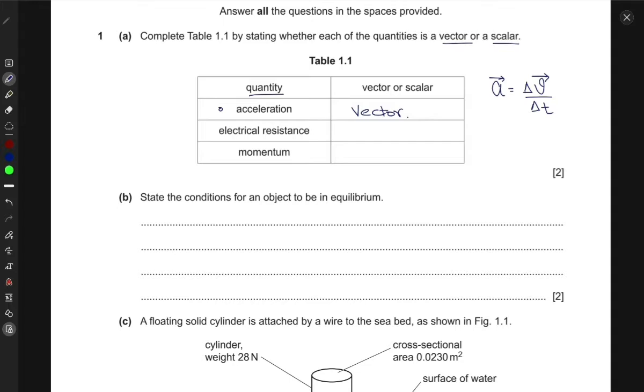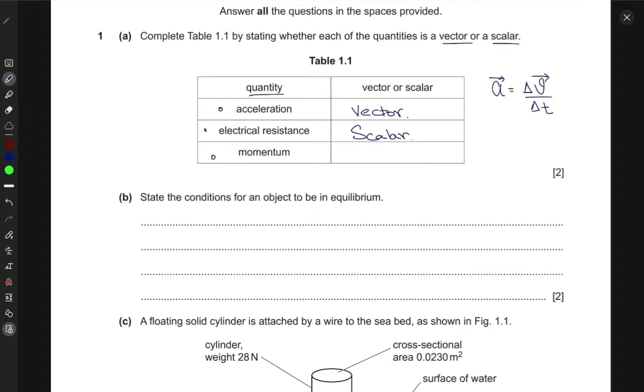Next, we have electrical resistance. Resistance is just a number that tells you how strongly we are restricting the flow of electrons or charges in a wire, for example, right? And it does not really have to do with any direction. The direction does not change the physics behind it, and therefore it is a scalar quantity.